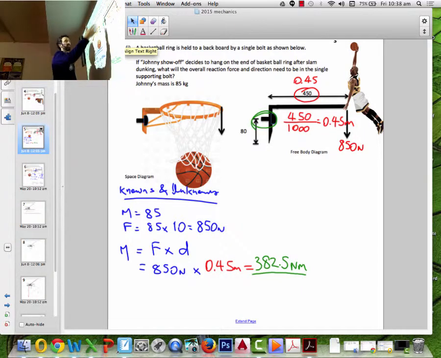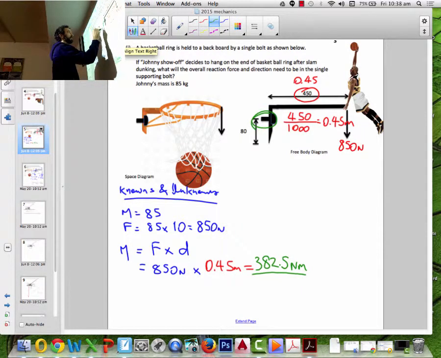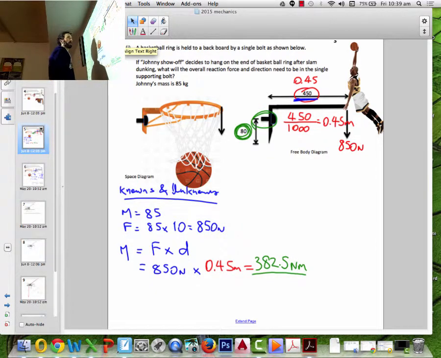But the bolt isn't the same distance away. The bolt in this case is 80 millimeters away. Johnny was 450. That is like 8 to 450, about a sixth of the distance. So in reality, it's going to have almost 6 times the force on it.